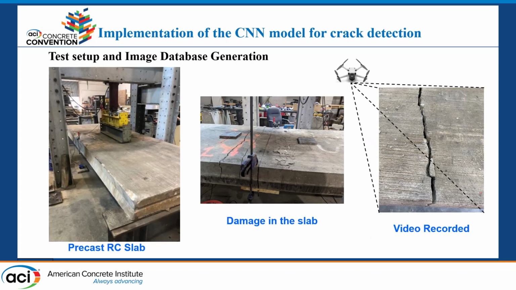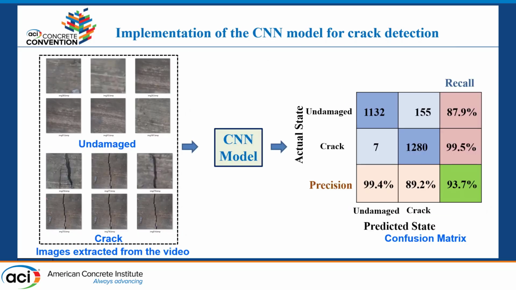So after the development of the CNN model, we are going to implement the CNN model in the images that we collected from the lab. In our lab, we had a precast RC slab. We tested the slab. The damage condition of the slab can be seen in the middle figure. We used a drone to take a video of the damages in the slab. So an algorithm was developed to extract the images from the videos.